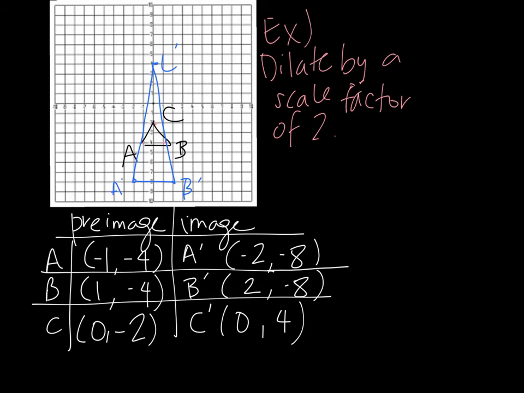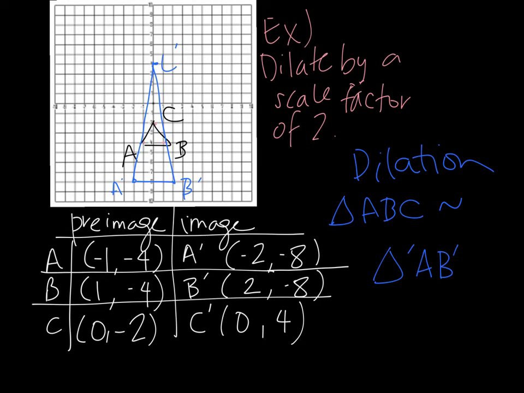Okay, here's my sketch of my new dilated image. Now, I realized that my other graph only went down to -4, so I had to change the graph. But anyways, this is what it is, dilated to a scale factor of 2. So I enlarged it. So my triangles are similar, right? It's a similar shape. It's not congruent, but it's similar. So similarity still applies. For dilation, they are still similar. So triangle ABC is similar to triangle A prime, B prime, C prime.